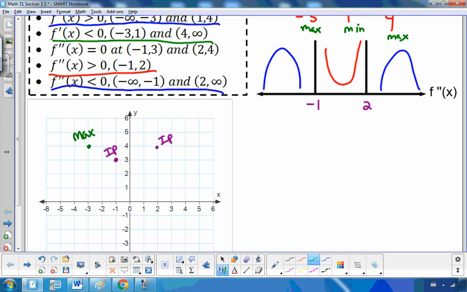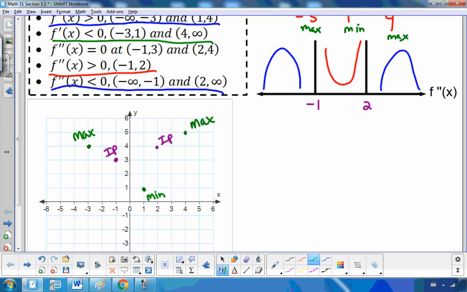And then at +1, I have a min. So right here, I'm going to have a minimum. So I'm just going to make it in between my inflection points. Let's say right there, and that would be a min. And then I have another max at 4. So I'll just make it past that inflection point. Let's say there.